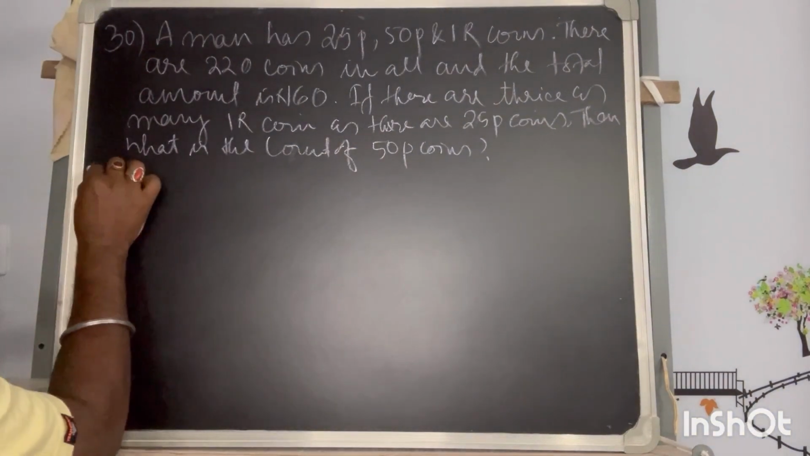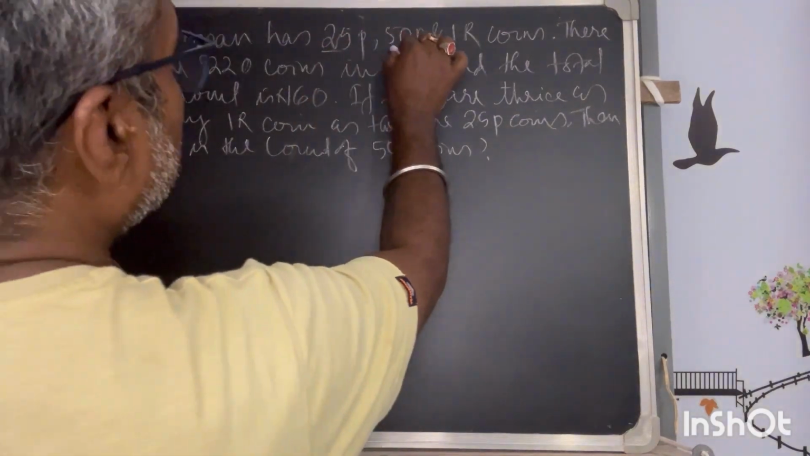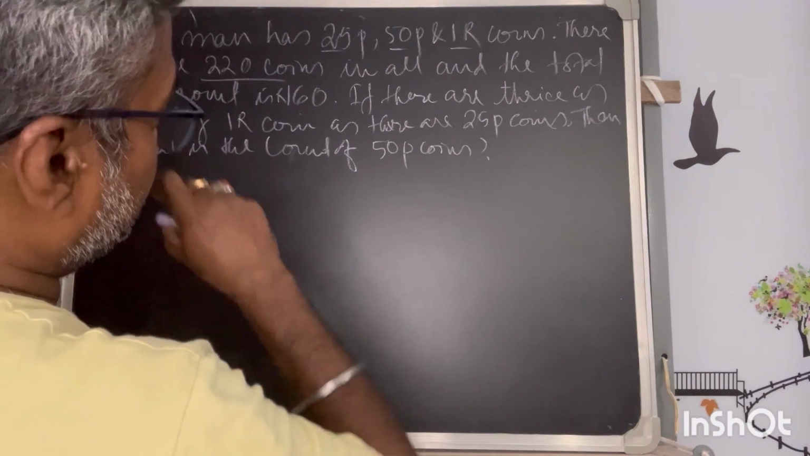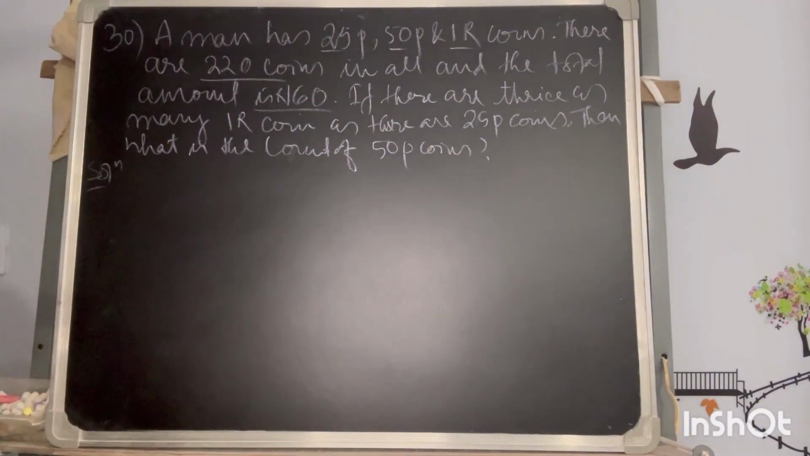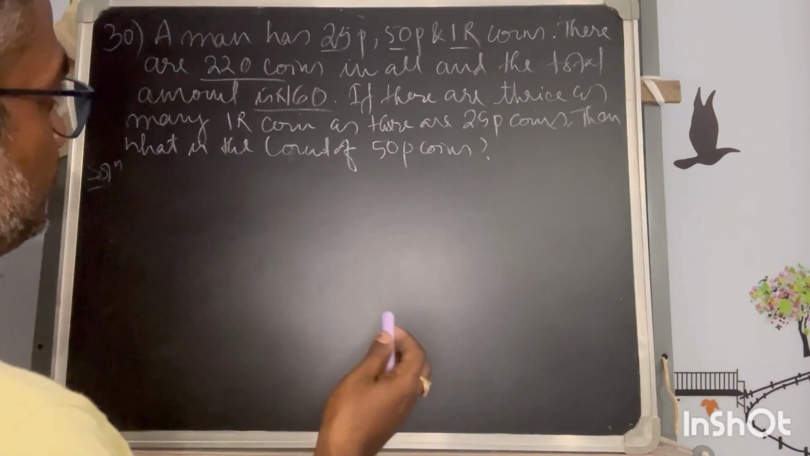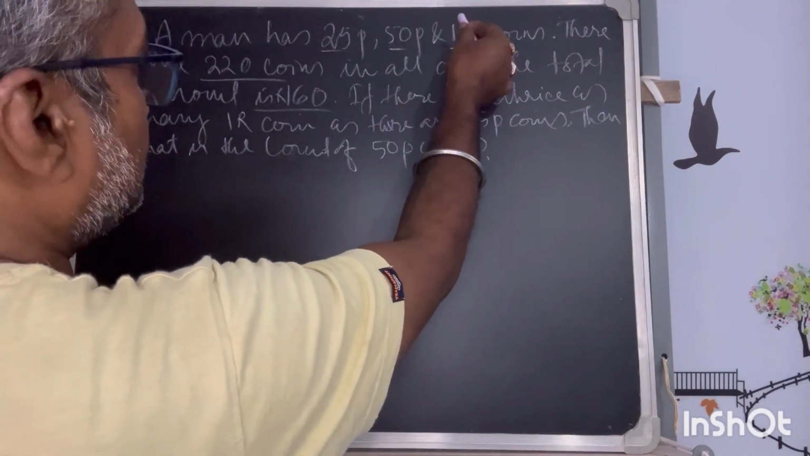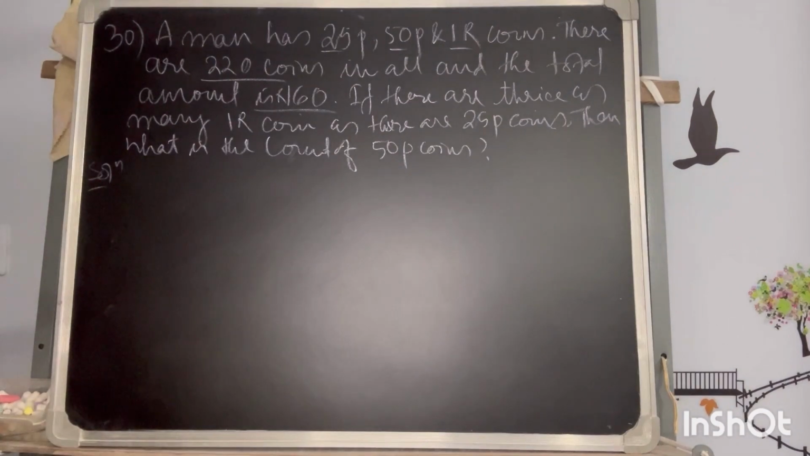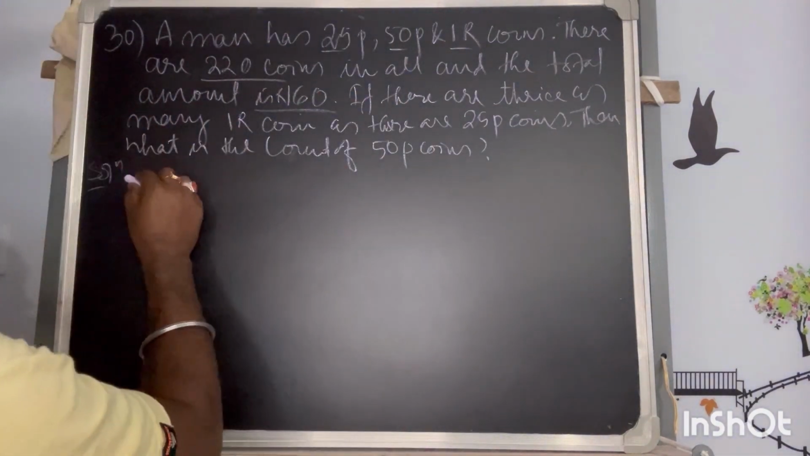As you can see, there are three denominations: 25 paisa, 50 paisa, 1 rupee, and the total count is 220 coins. And the total denomination, if you add according to their count and convert into rupees. You have to convert all this paisa into rupees, because the total is given in rupees. So that has to be converted.